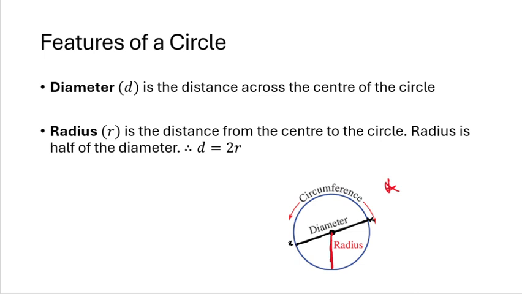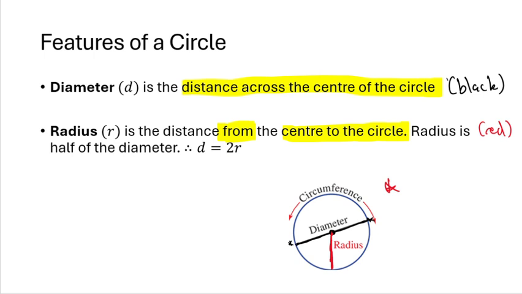Now, the diameter is the distance across the center of a circle. So it's the black line right here. Black line. Now the radius is the distance from the center. So it says here from. The key word here is from. So that's the red.